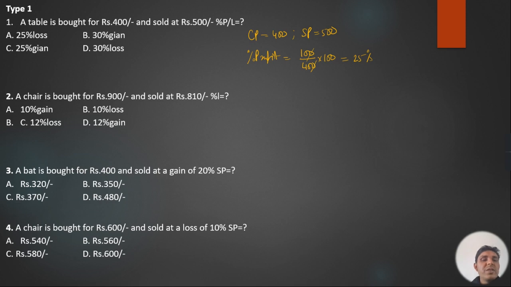Coming to the second question, the question is, a chair is bought for rupees 900 and sold at rupees 810. Find the percentage loss. So students, here cost price is given, that is 900 rupees, selling price is given, that is 810, and you have to find the percentage loss. So percentage loss is the loss between selling price and cost price, that is the difference. The difference will be 90 here, and percentage loss is also calculated on cost price. So divide by 900 and multiply by 100.